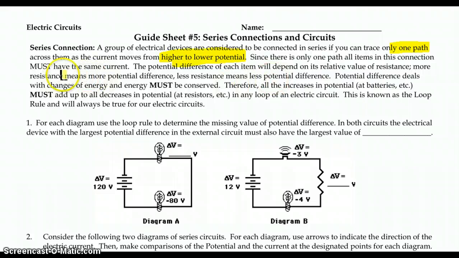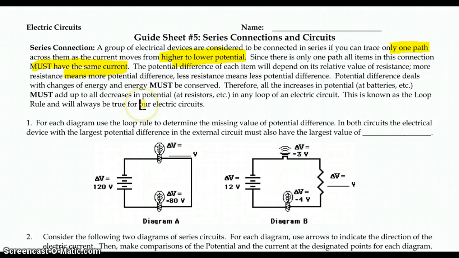And since there's only one path, the current is the same. Charge is a fundamental property of matter, and current is based on moving charge. So you must have the same current. The same charge must pass any spot, all the time throughout the circuit.